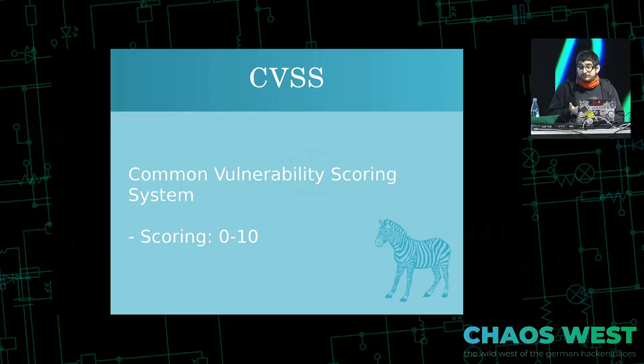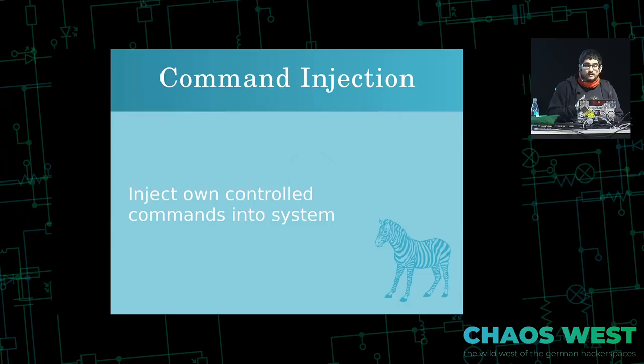Well, let's go to the first security fault. One is command injection. The idea is to inject your own controlled commands into a system. The classic one is some command interface on your router where you can ping some hosts. Then you just make a semicolon and put some bash commands in there, and you can execute shell commands on your router if it's really badly implemented. That's a classic command injection.